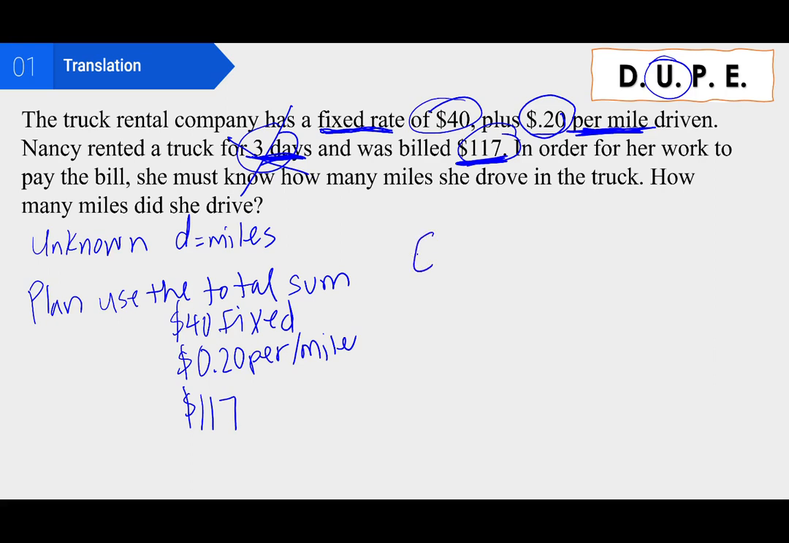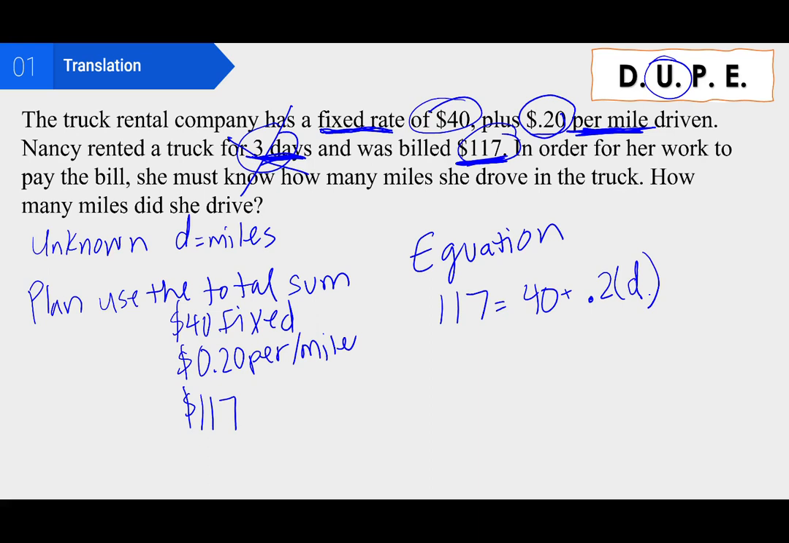So my equation is going to be a total of 117. Right? My fixed rate of $40 does not change, so there's no variable to it. It just stays the same. And I'm going to add that to however many miles times, okay, so it's 20 cents. You don't have to write the 0, but you can if you want to. Times however many miles she drove, which we don't know, so there's our variable. Ta-da! We have an equation.